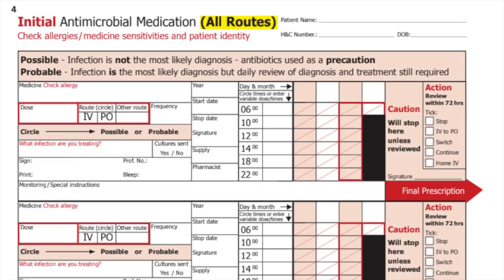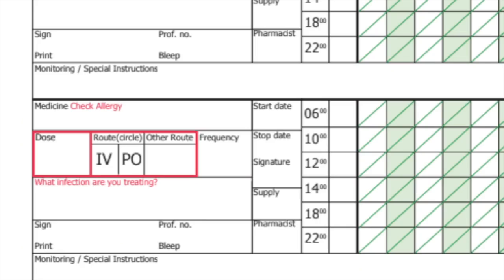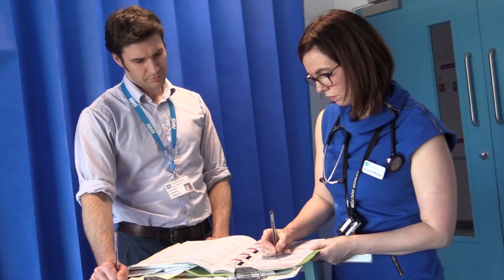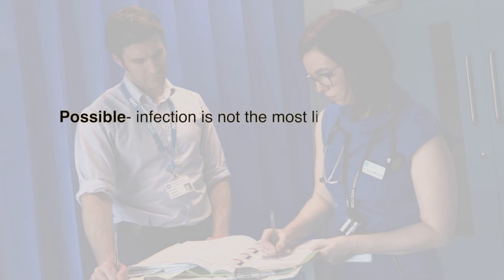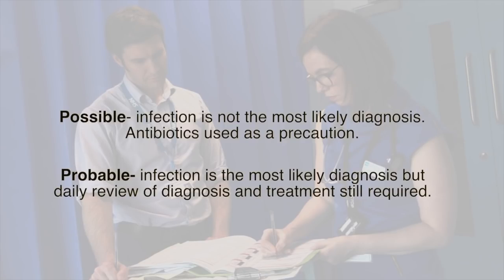The key features are: there is an initial antimicrobial page and a finalised antimicrobial page. Both injectable and non-injectable medicines are prescribed on the initial and finalised antimicrobial page. Prescribers are asked to decide if the infection is possible or probable. Possible: the infection is not the most likely diagnosis and antibiotics should be used as a precaution. Or probable: the infection is the most likely diagnosis, but daily review of diagnosis and treatment are still required.